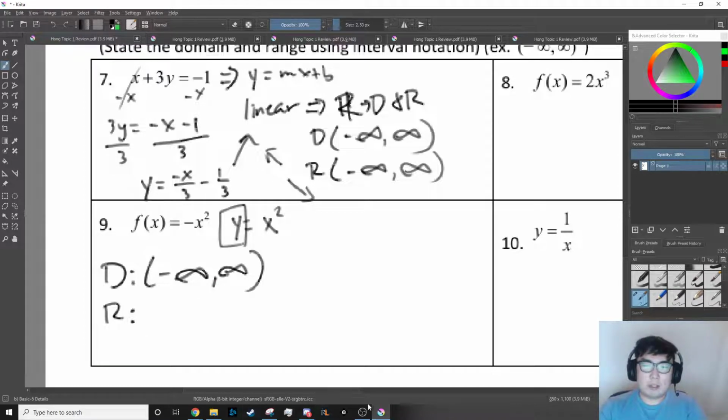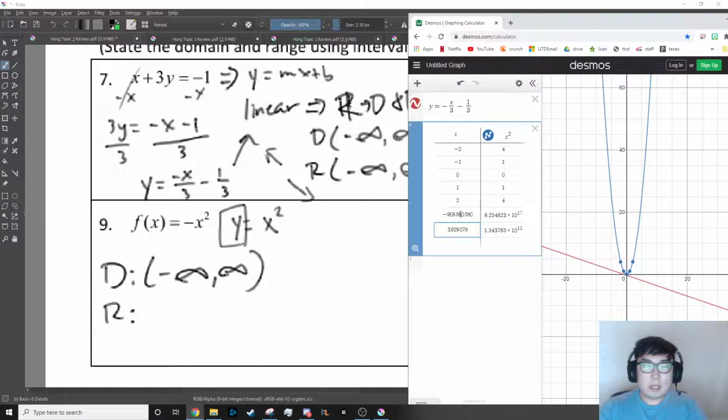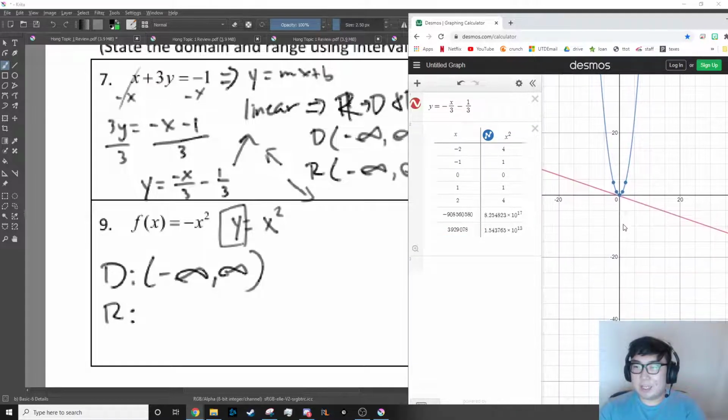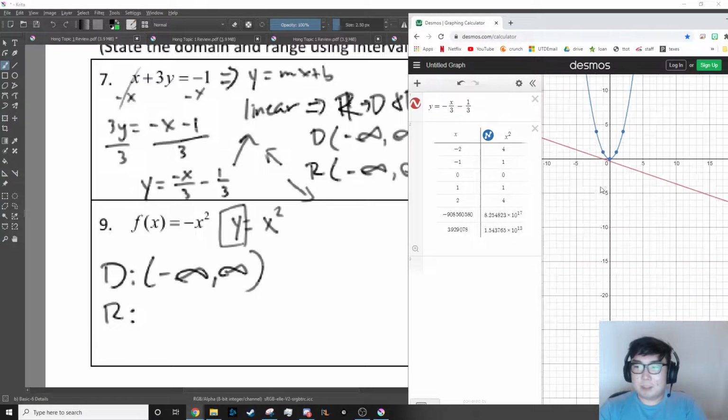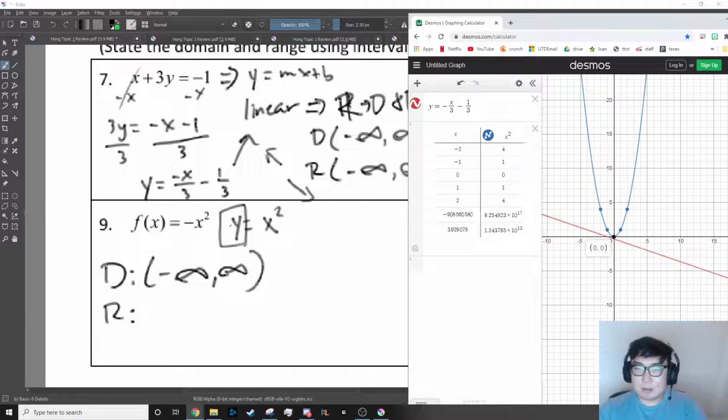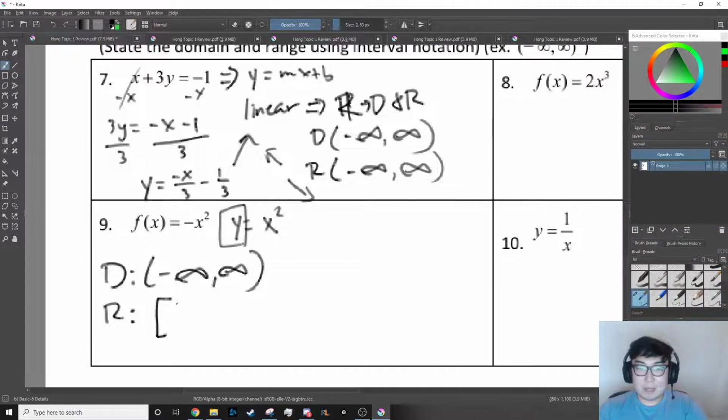But what about my range? If I look at my range, I can see that my blue graph doesn't touch the negative side. So my smallest value is actually going to be y equals 0. And that's equal to 0. So in interval notation, we use equal or like include as a bracket, but we know that it can go as high as forever. So we can still put this as infinity, or yeah, positive infinity.